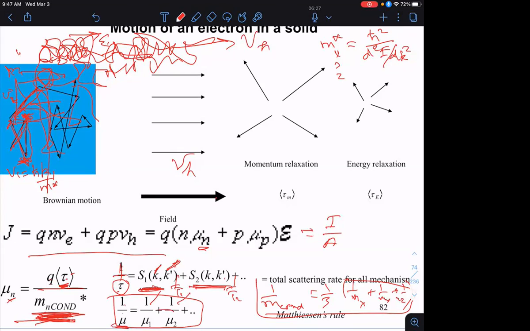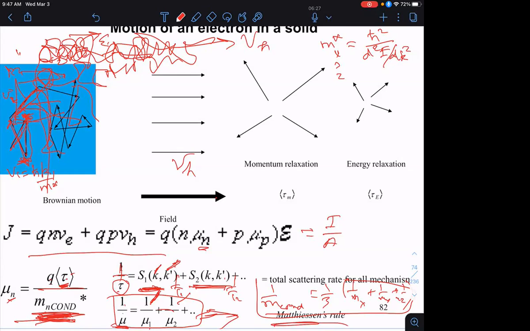So the point is, in a semiconductor, if you measure the mobility due to scattering mechanism 1, and in a separate sample measure the mobility due to scattering mechanism 2, and then you have a semiconductor where both those scattering mechanisms are applicable, the overall mobility is given by an expression like this, which is known as Matthiessen's rule. So if you have multiple scattering mechanisms, the way you combine mobility is by this rule.